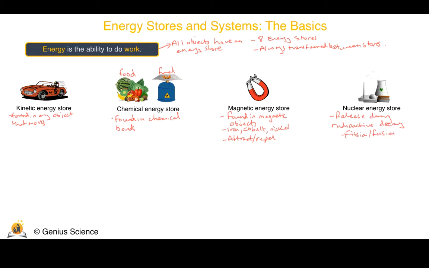Our next energy store is the elastic potential energy store, found in stretched or compressed material. For example, springs or elastic bands.